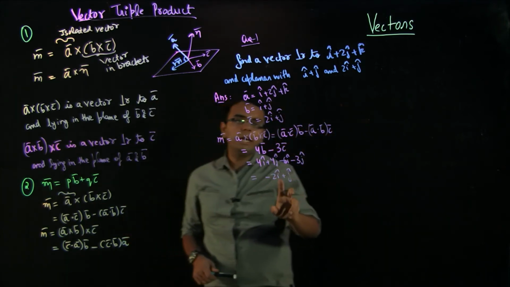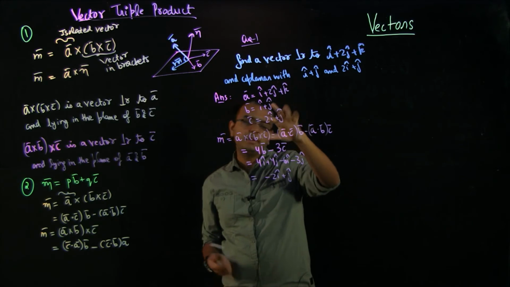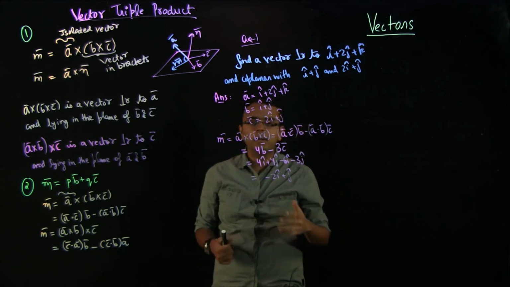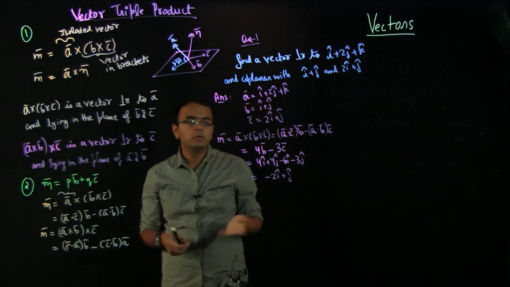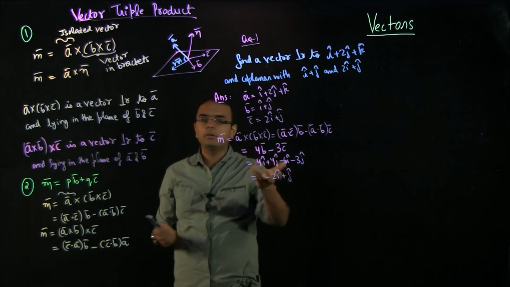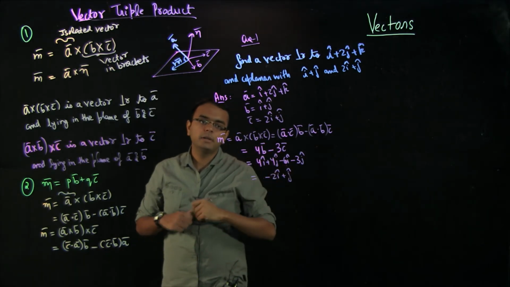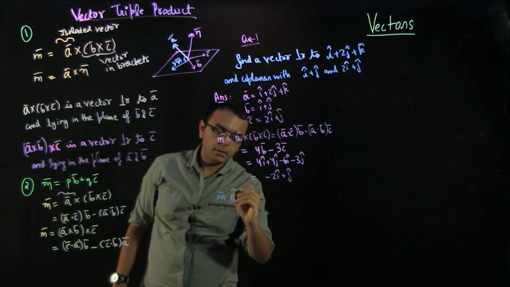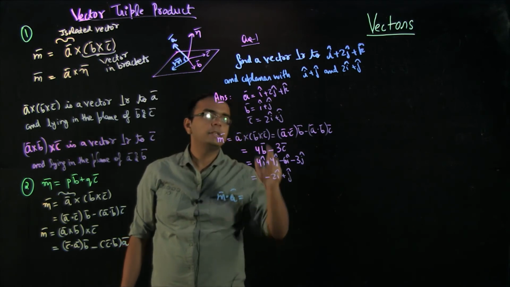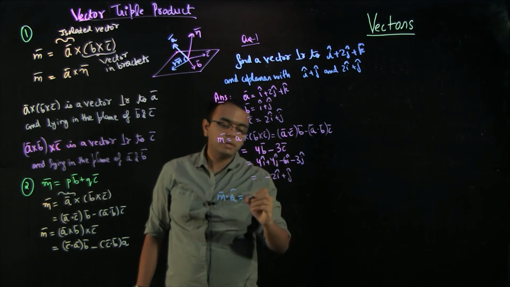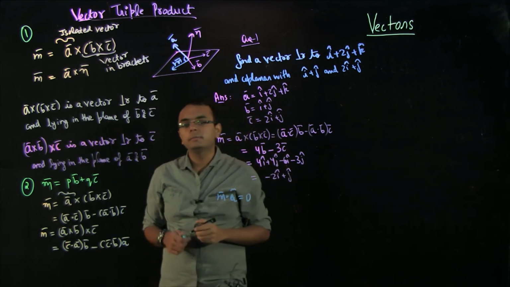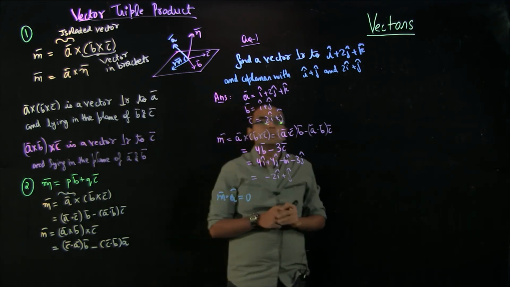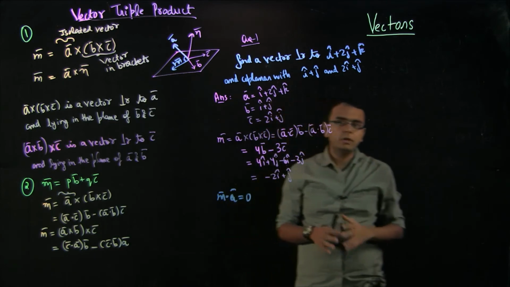It only has i and j, so that means it is coplanar with B and C. That is quite clear, because we have found it as a linear combination of B and C. But is M dot A 0? M dot A, if you check, is minus 2 plus 2, so that is 0, which means it is perpendicular to A.